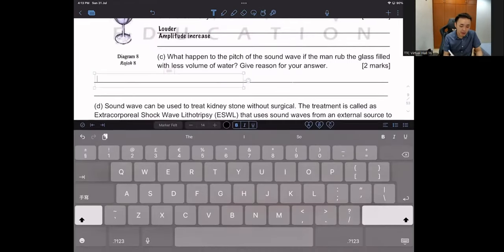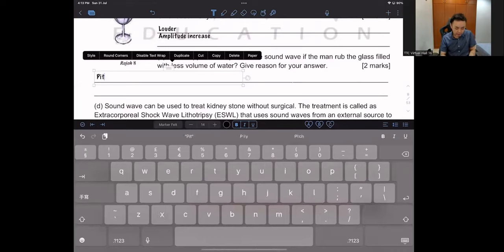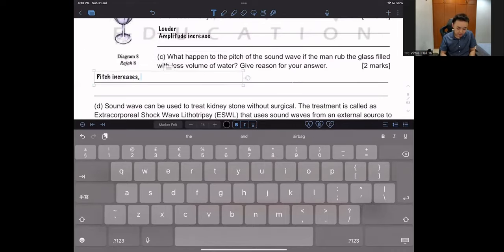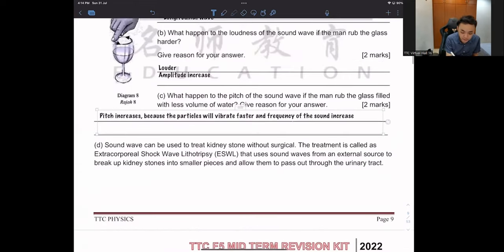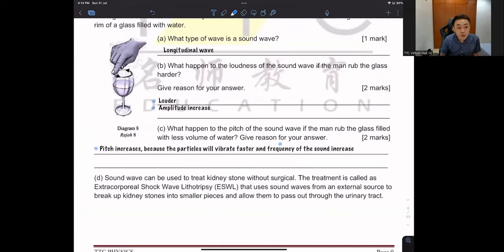The pitch of the sound, how? It would actually increase. Pitch increases. Why? Because the particles will vibrate faster and the frequency of the sound increases. So actually, the main thing here is they want you to relate the loudness, amplitude, pitch and frequency. I believe you mentioned before, right? Loudness is controlled by amplitude and pitch is controlled by frequency, right?